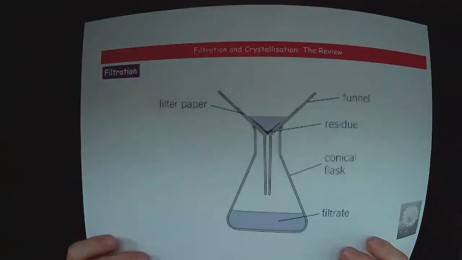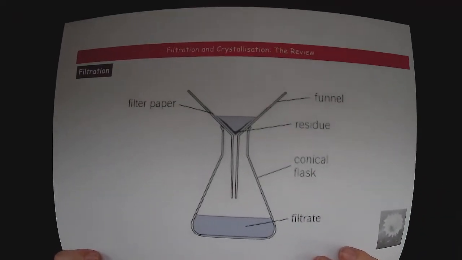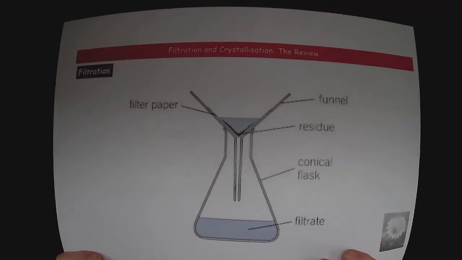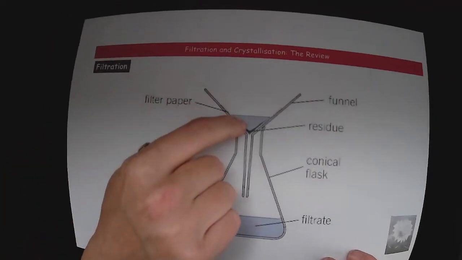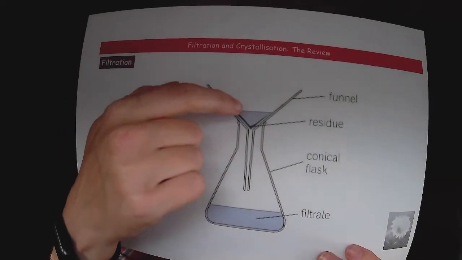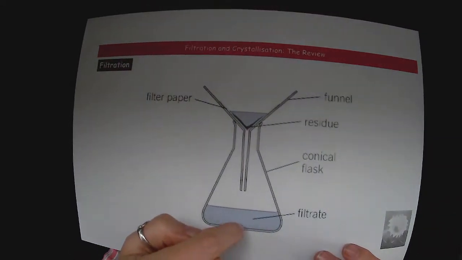So technique number 1. Don't mind me just dropping my whiteboard. So technique number 1 is our filtration. So what we can see here then is the setup for filtration. This is what we're going to use to separate an insoluble solid from a solution. So think sand and water, for example. What we've got, bit of filter paper in our funnel at the top, place it in a conical flask, pour the mixture at the top. The insoluble solid is going to be left as the residue. The rest comes down into the bottom of our flask as the filtrate.